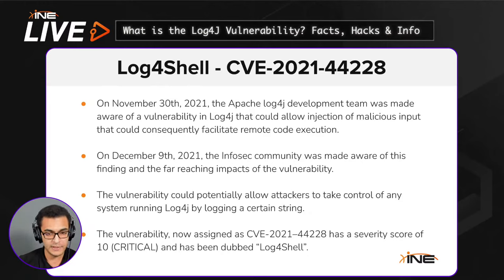And the crux of the vulnerability lies in the fact that this vulnerability could potentially allow attackers to take control of any system that's running Log4j by logging a specific string or a specific payload, if you want to call it that. And as we know, as Jack already mentioned, the vulnerability has now been assigned the CVE code 2021-44228 and has a severity score of 10, which is critical. And of course, that tells you exactly what you need to know in regards to how dangerous this is. And of course, the vulnerability has now been dubbed Log4Shell, primarily because attackers have been using it to gain remote access to remote systems via a remote or a reverse shell.